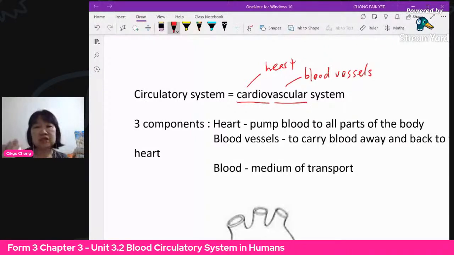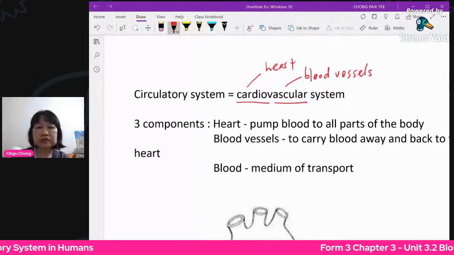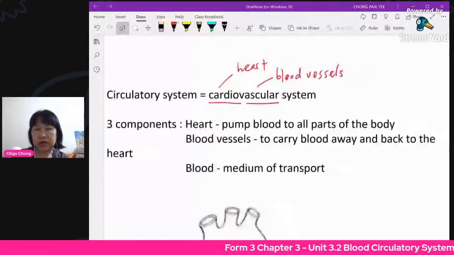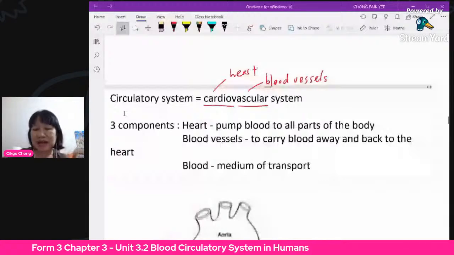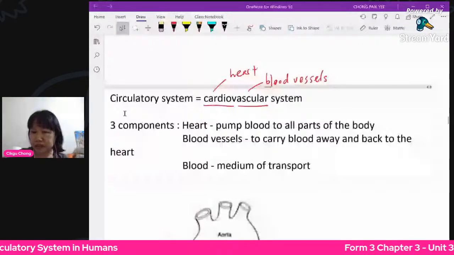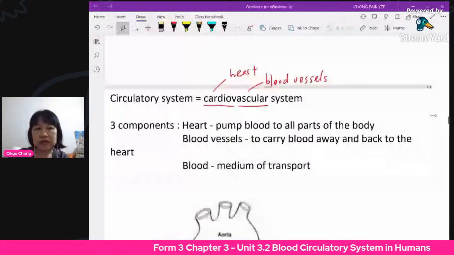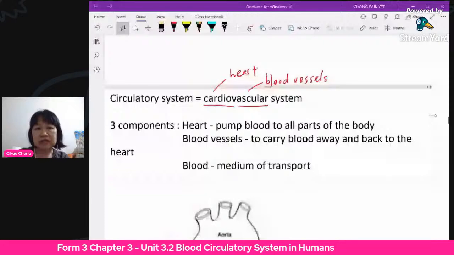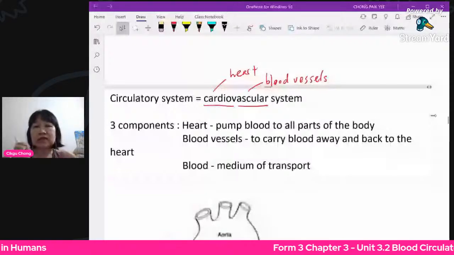First of all, let's remember this. There are 3 components in this cardiovascular system. 有3个部分. In this system that we're going to learn, there are 3 parts of the cardiovascular or circulatory system. Number 1 is the heart. Today we're going to learn how the heart looks like, what's inside, what the parts are called, the names, and how it works. This is the first part.